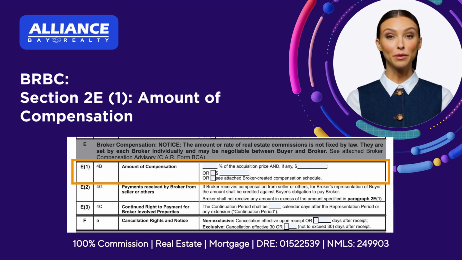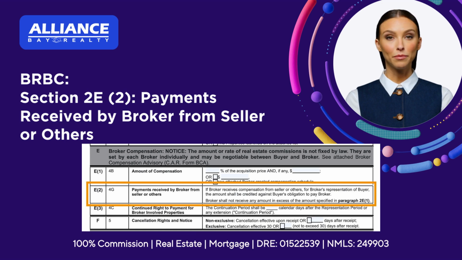3. Attached compensation schedule. Check this if your brokerage uses a separate written schedule. For example, different percentages for different price ranges. Section 2E2. Payments received by broker from seller or others. This paragraph explains what happens if the broker gets paid by someone other than the buyer, usually the seller or listing broker. Key points to explain.